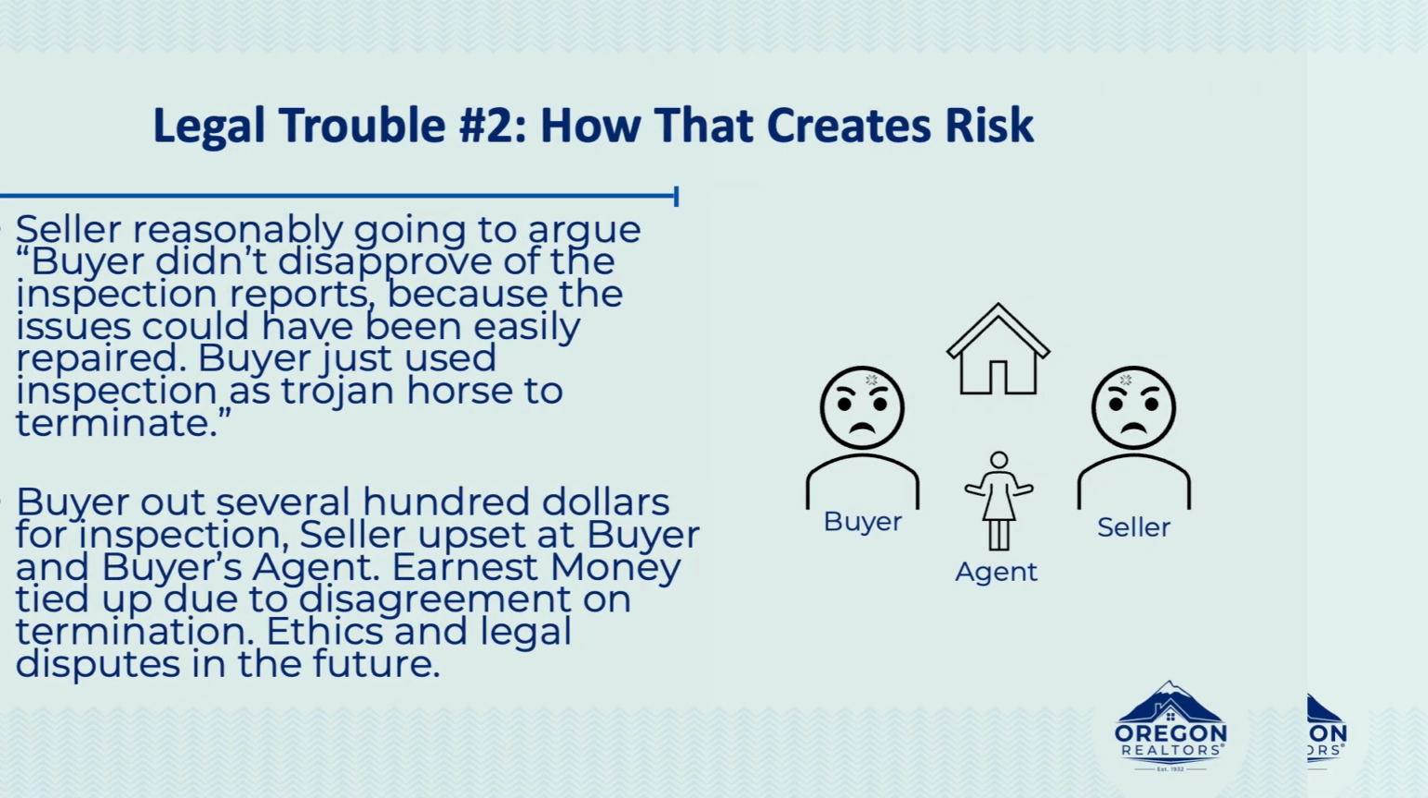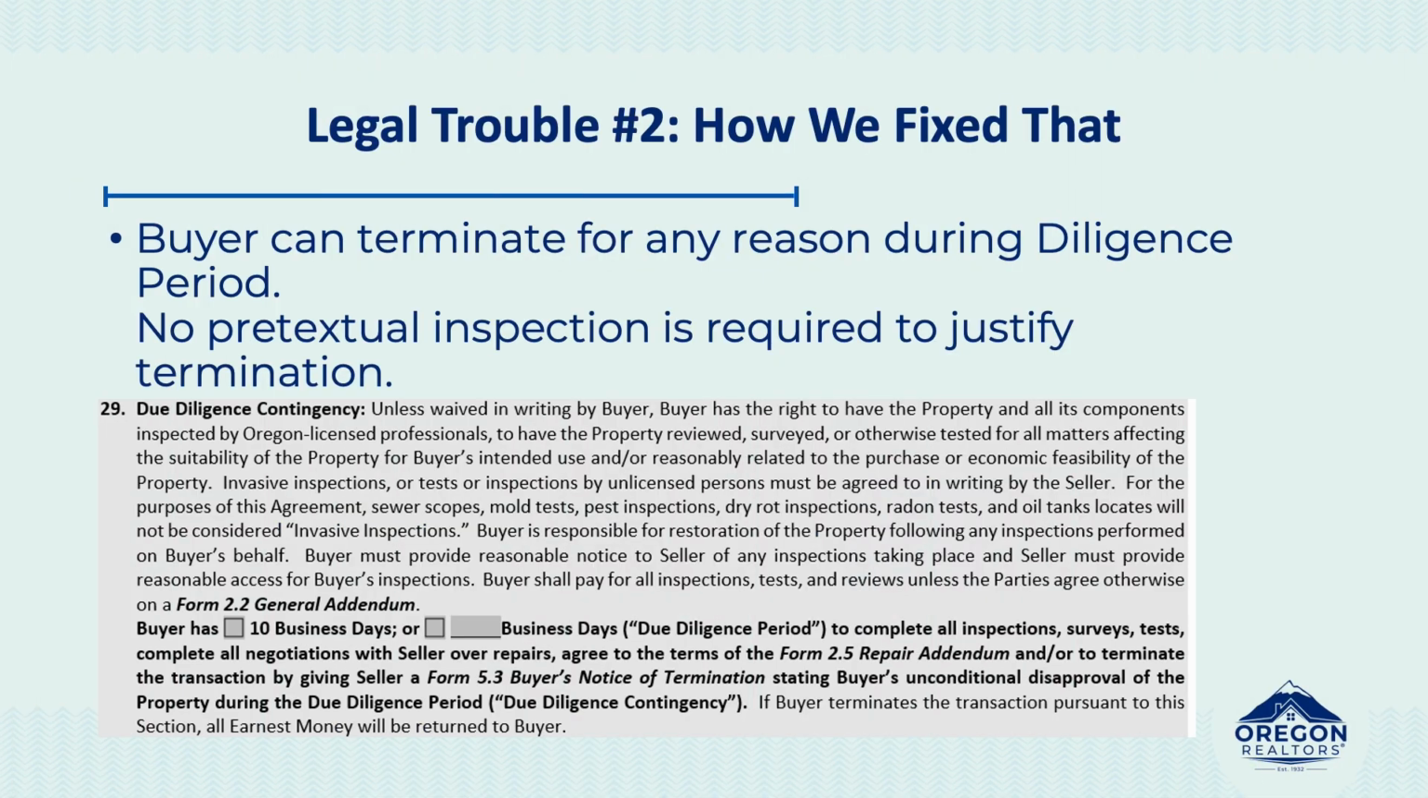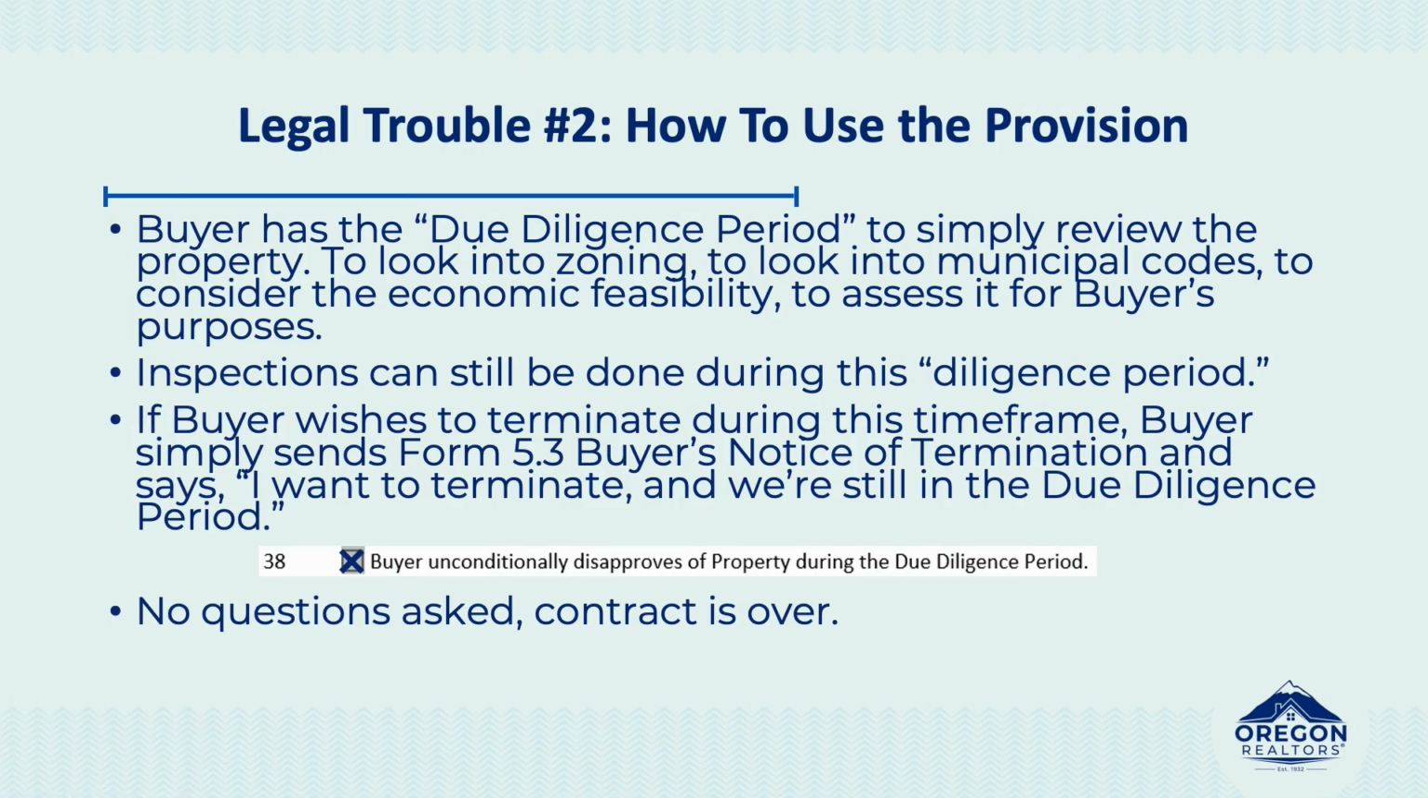The buyer in the Oregon Realtors forms can terminate for any reason during the due diligence period. You don't have to do pretextual inspections to justify your termination. You can just terminate. We've set it up so that the buyer has a period of time called the due diligence period, during which time they can do inspections, but during which time they don't have to only choose the inspection as their reason for the termination. The buyer can look into all things.